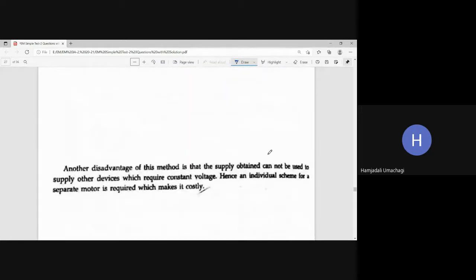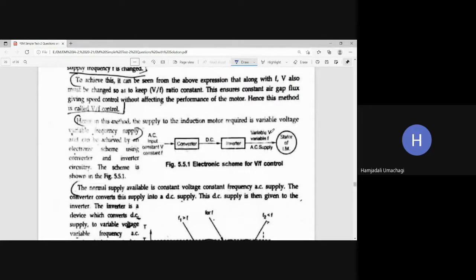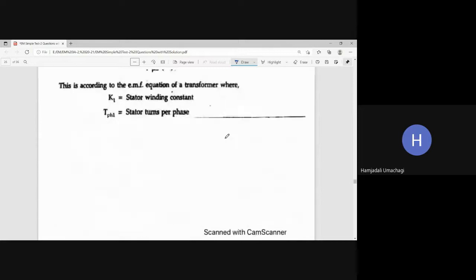Okay, so here you can see that another disadvantage of this method is that the supply obtained from the inverter cannot be used to supply other devices which require constant voltage. Hence, an individual scheme for a separate motor is required, which makes it costly. The output from the inverter, having variable frequency and variable voltage, is used only for controlling the speed of the induction motor, and cannot be used for other motors which require constant AC supply and voltage. So this is all about speed control of induction motor using V by F control.